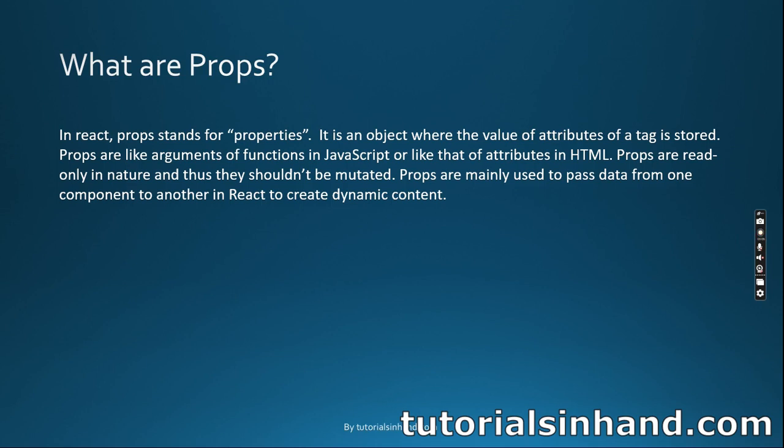Props are mainly used to pass data from one component to another in React to create dynamic content. For example, consider a website like Amazon which displays thousands of products on its page. It does not create thousands of separate cards. It creates one card and reuses it as many times as the data exists, and that card, when rendered repeatedly within a loop, generates the web page consisting of thousands and lakhs of items. This is what we can achieve using props. We can get the data in our parent component and pass the same data to the child component using props.